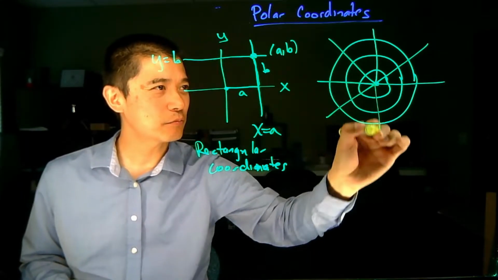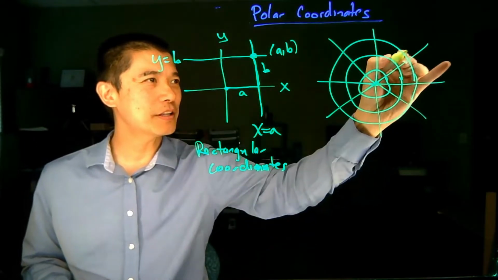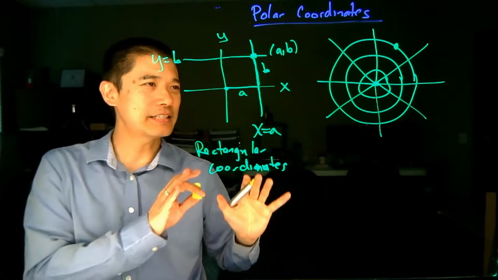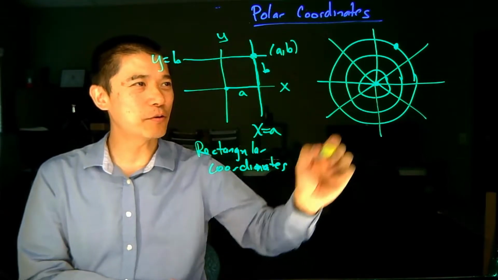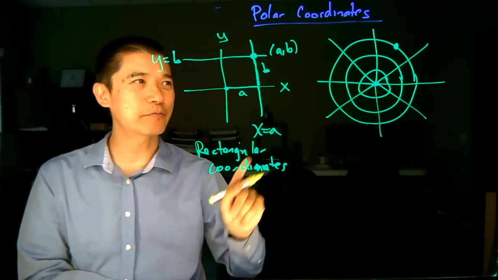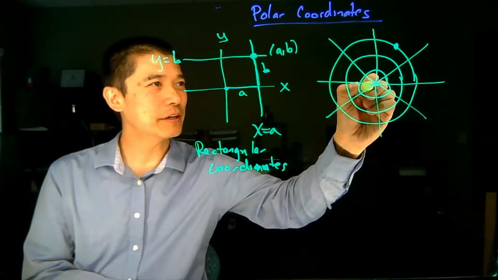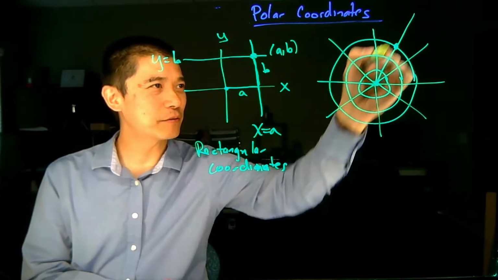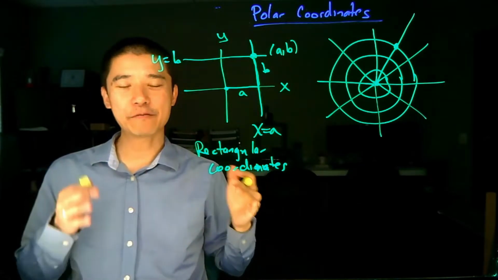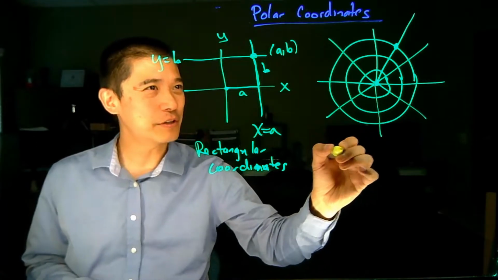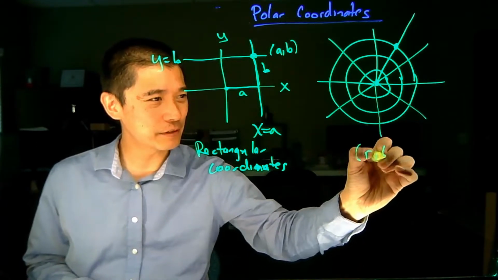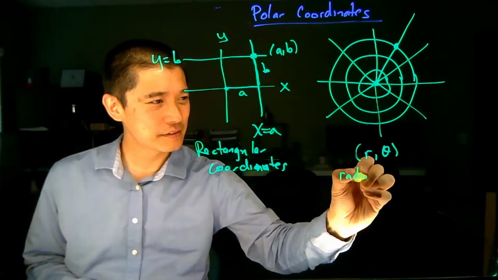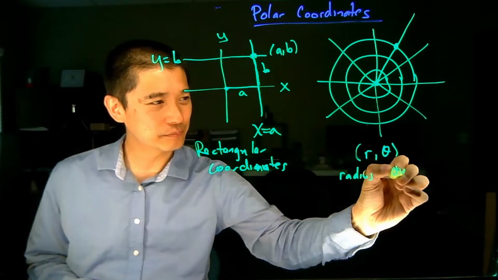Now the important thing to recognize is that any point on the plane, let's just say this point right here, can be found as the intersection of a circle centered at the origin and some line emanating from the origin. And so this one right here, it's whatever circle this is and whatever line that is. We need to find a way of describing this, and in order to do that, we're going to use two values, typically written r and theta. R stands for radius, and theta is an angle.